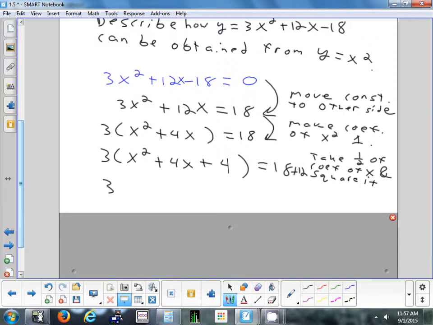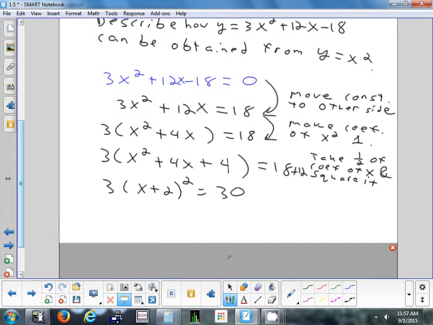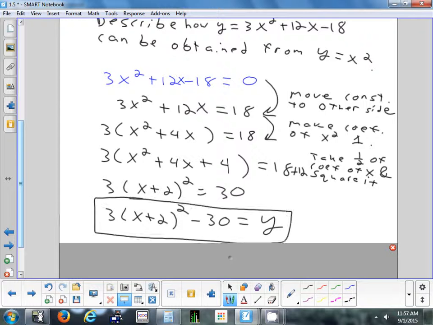Okay. Now, if we've done this correctly, this is going to factor very nicely. It factors as x plus 2, x plus 2. That's the whole point of completing the square. And now we just about have it in the format we want. Okay, last step. Bring 30 to the other side. And instead of putting 0, that's 0. Now you can put it back to y.